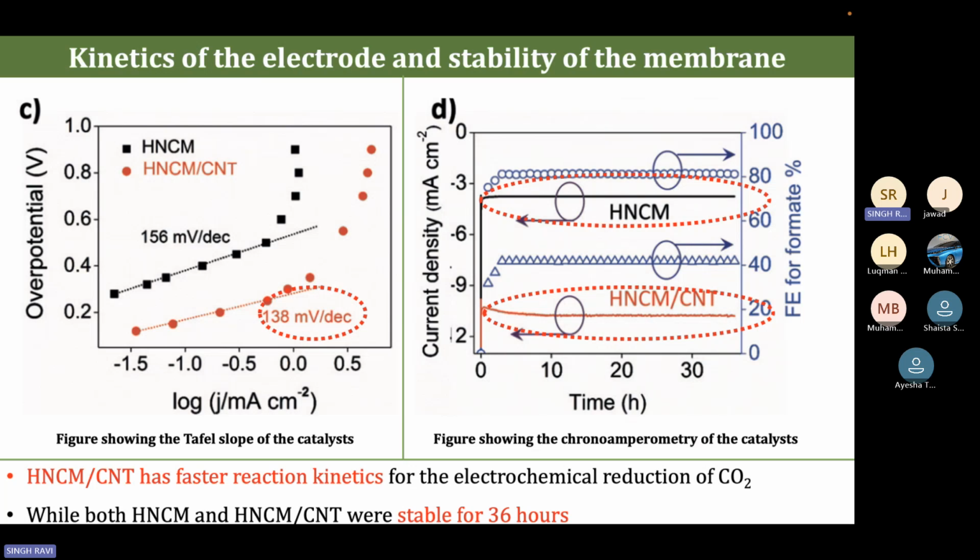They also plotted the Tafel slope. From this Tafel slope, we can see that the reaction kinetics of the carbon membrane was quite low, whereas the reaction kinetics of this carbon membrane along with the carbon nanotube was quite higher, at 138. So even from this result, we can say that the reaction kinetics is quite a bit faster compared to just the nitrogen doped carbon membrane.